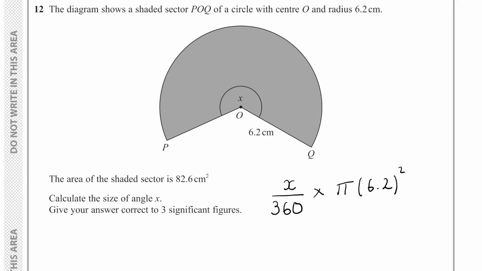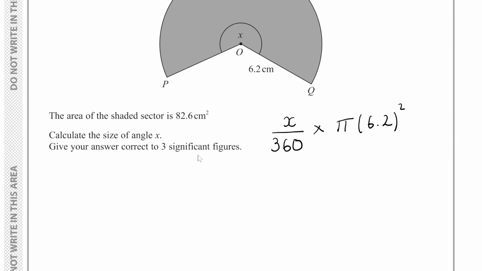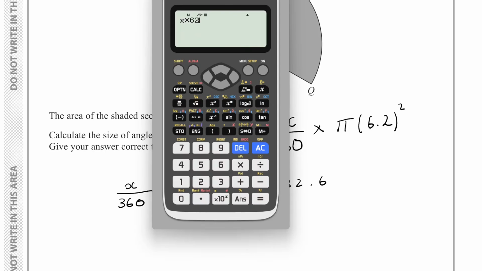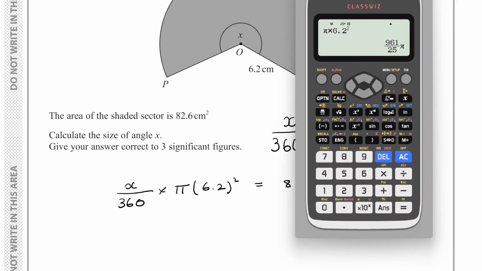And we know that our sector area is equal to 82.6. So x over 360 times pi times the radius squared is equal to 82.6. So we just need to solve for x. So pi times 6.2 squared, that's the area of the circle.